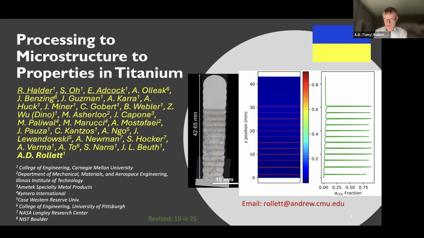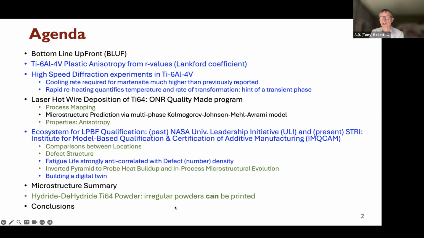So let's plunge in. Oops, first I've got to find the right arrow key. There we go. So I have an agenda, so to speak. There are enough topics on this that I'm not going to explain them all. At a high level, I'm going to talk about R values, otherwise known as Lankford coefficients. I'm going to talk quite a bit about high-speed diffraction experiments because that's the kernel, if you like, of the scientific content here.